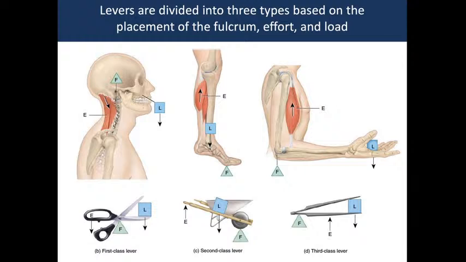Third class levers always produce mechanical disadvantages because the effort is always closer to the fulcrum than the load. In the body, this arrangement favors speed and range of motion over force.